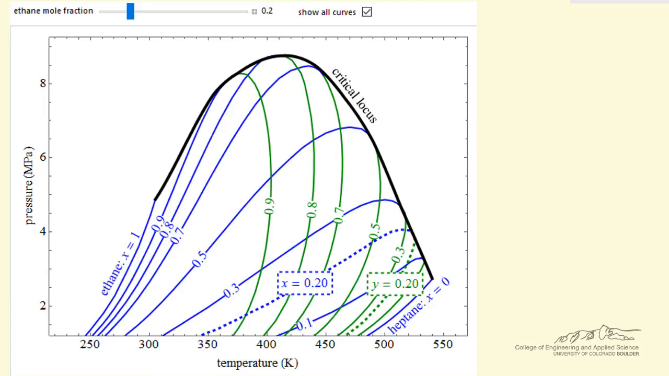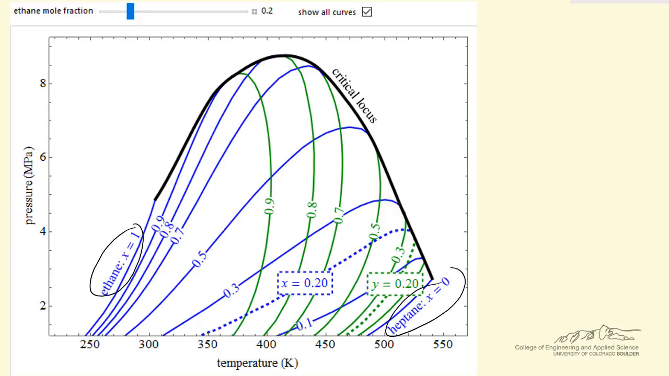So in this diagram, instead of just showing one slice, like in the previous diagrams, for example, a slice at constant temperature, here I'm showing a number of slices at different mole fractions, but pressure is on the y-axis, temperature is on the x-axis. The pure component, and this is a different mixture than the pressure mole fraction and temperature mole fraction diagrams I showed you. This is for ethane, heptane. Pure component here for ethane, pure component heptane.